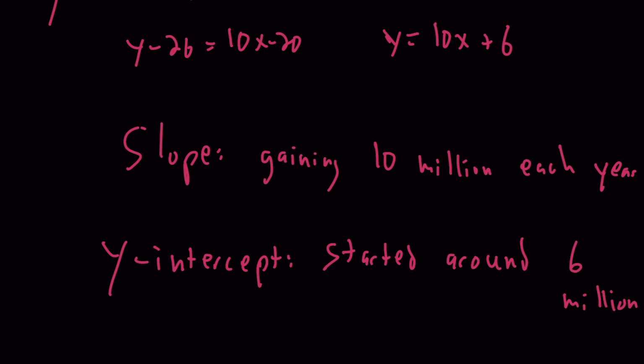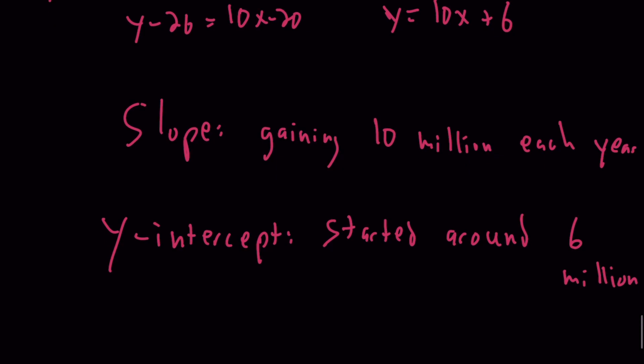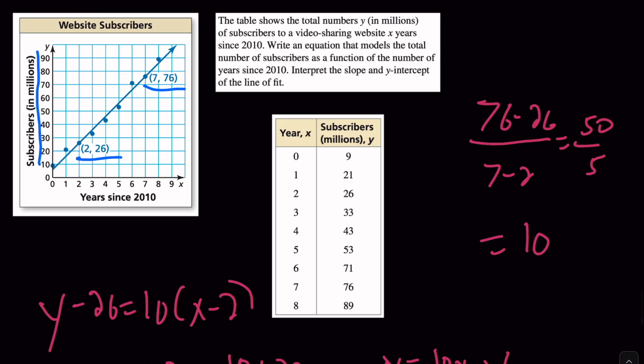The slope is the change. So you look at your graph, you're saying up and over, so I'm going up 10 million over 1 year. So 10 million per year. And the intercept, that was year 0, so that's where we started.